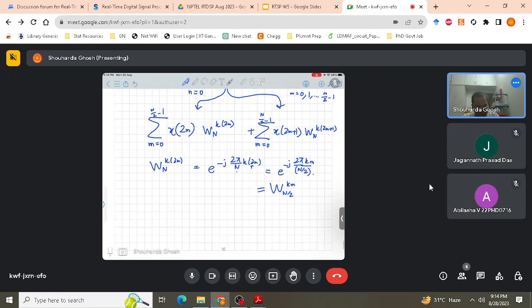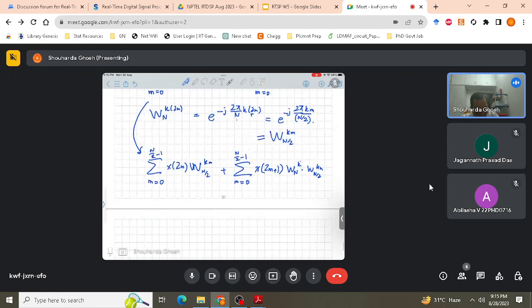Okay. So how can I rewrite this? Summation m equal to 0 to N by 2 minus 1 x of 2m W_{N/2} to the power km. Similarly, here what can I write? m equal to 0 to N by 2 minus 1 x of 2m plus 1. Here I have W_N to the power k separated, W_{N/2} to the power km. Here because of this plus 1 I will take this out.